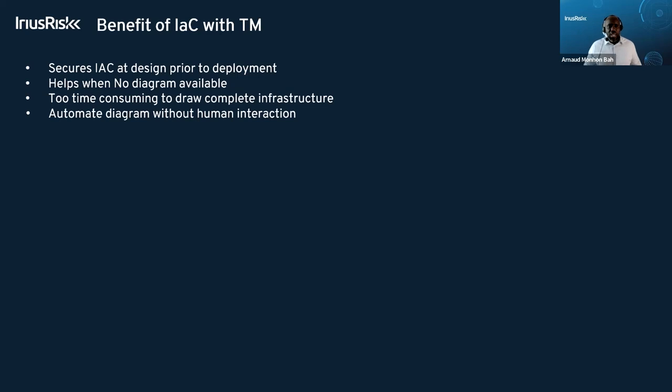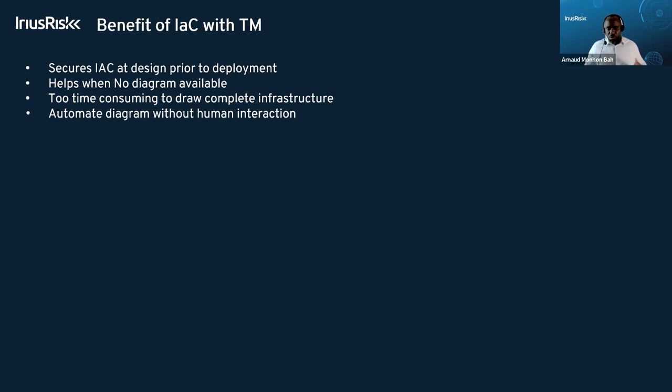The infrastructure as code helps threat modeling whenever you don't have a diagram available. And I'll show you an example of that a little later today. Sometimes it could be too time consuming to actually draw a complete infrastructure on the screen, or probably you don't actually know what's behind your infrastructure. So having the IaC template will actually help you. The infrastructure as code also helps you to automate the diagramming without actually having human interactions, taking the human errors out of the equation.